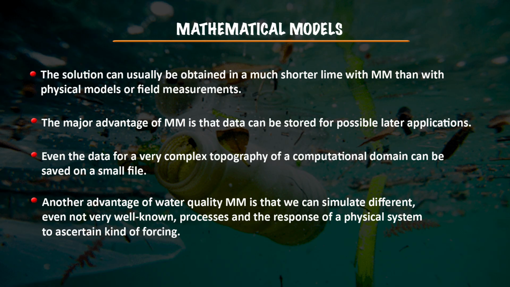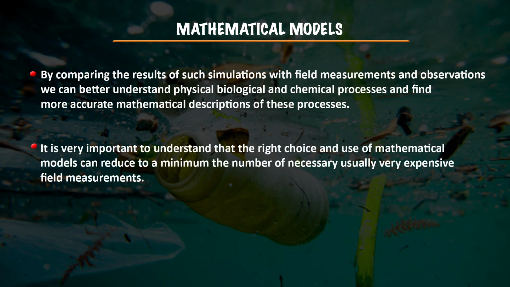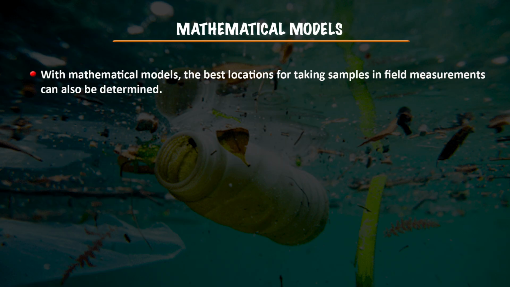Another advantage of the mathematical water quality model is that we can simulate different, even not very well known, processes and the response of a physical system, to understand and ascertain the kind of forcing. By comparing the results of these simulations with field measurements and observations, we can gain a better understanding of physical, biological and chemical processes and find more accurate mathematical descriptions of them. It is very important to understand that the right choice and use of mathematical models can reduce to a minimum the number of necessary and usually very expensive field measurements. With mathematical models, the best locations for taking samples in field measurements can also be determined.